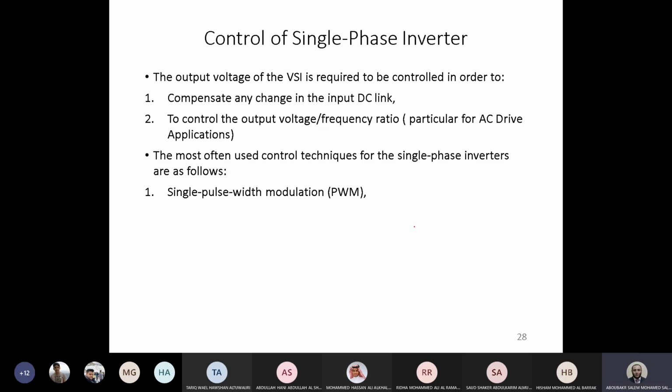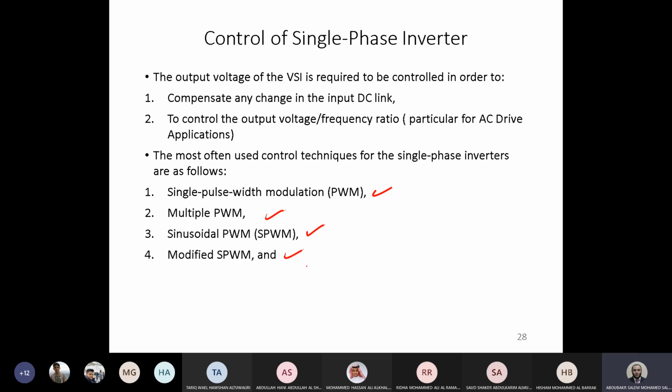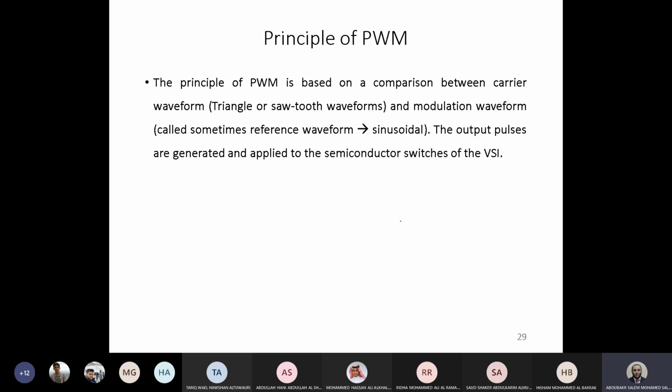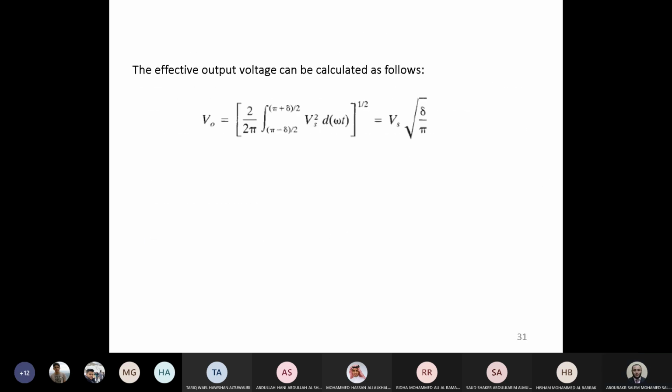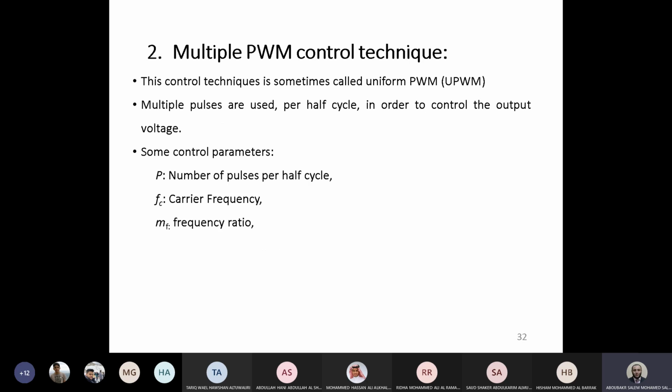Like what? Like single pulse width modulation, multiple pulse width modulation, sinusoidal pulse width modulation, modified. So we have many techniques, phase shift. We are not going to discuss all of this. We will take care about sinusoidal. So what is the sinusoidal pulse width modulation? We'll skip this and go to the sinusoidal.